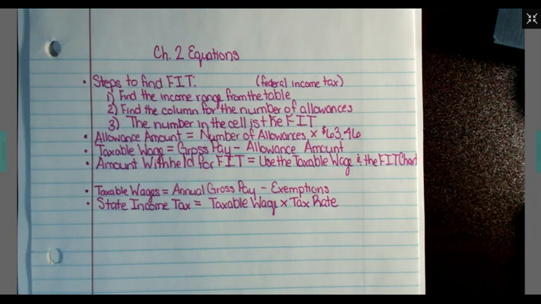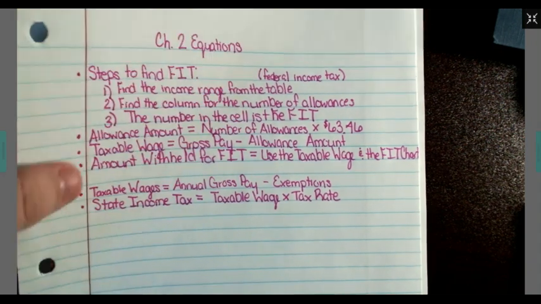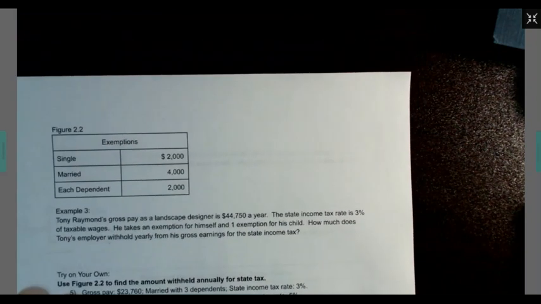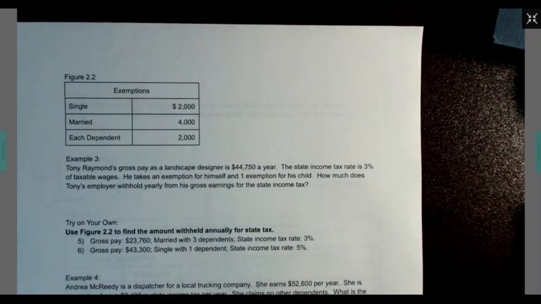Now, I used the word exemption. Let's talk about that because that should have been on your previous slide. Exemption is a withholding allowance which allows for supporting yourself, your spouse, and others in your family who are your dependents. Let's take a look at today's examples. We've been introduced to this Figure 2.2, exemptions: single, $2,000 exemption; married, $4,000 exemption; each dependent, a $2,000 exemption.